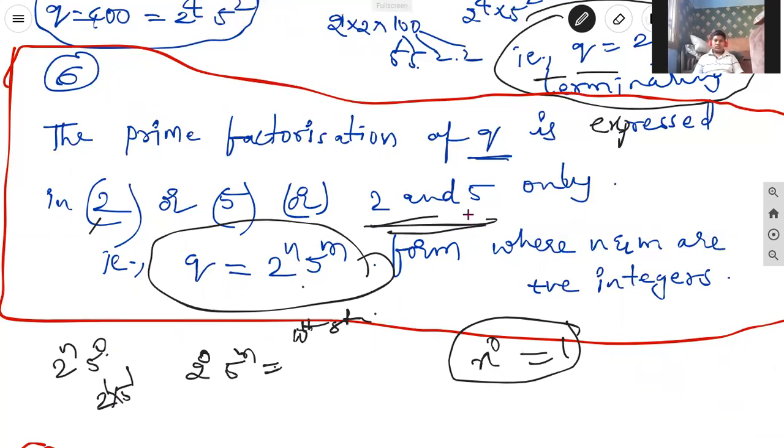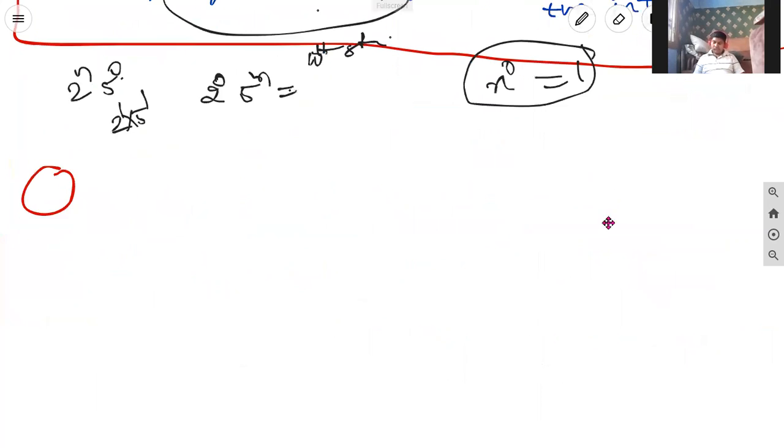You should remember, if it is a terminating rational number, the denominator value is either 2 or 5 or 2 and 5 powers only. Or we can write it as expressed in powers of 2 or 5 or 2 and 5 only. Okay, this is the sixth solution.